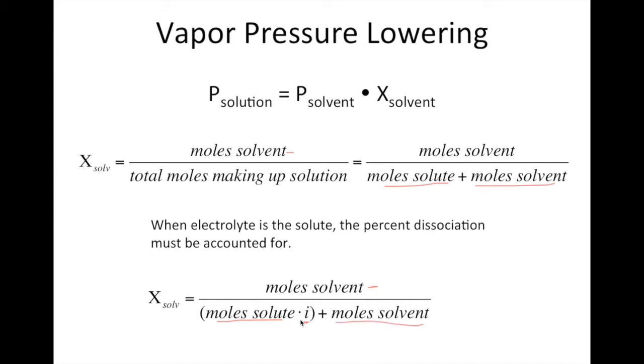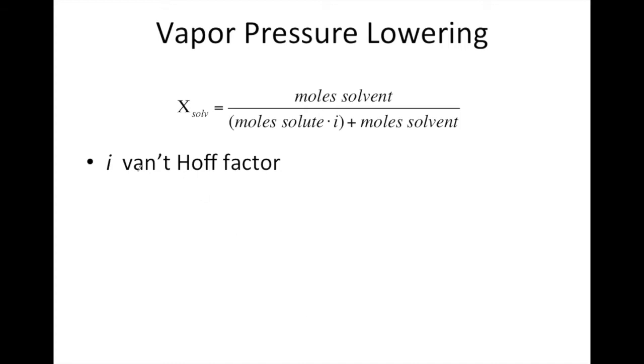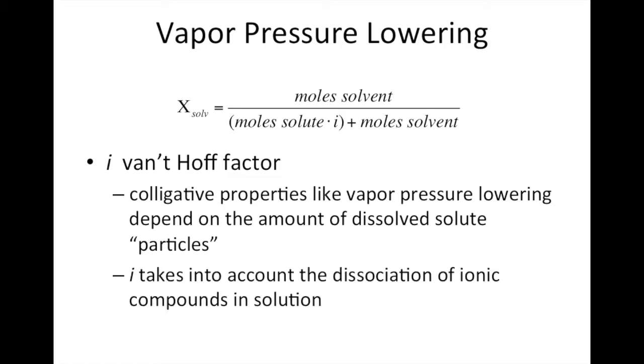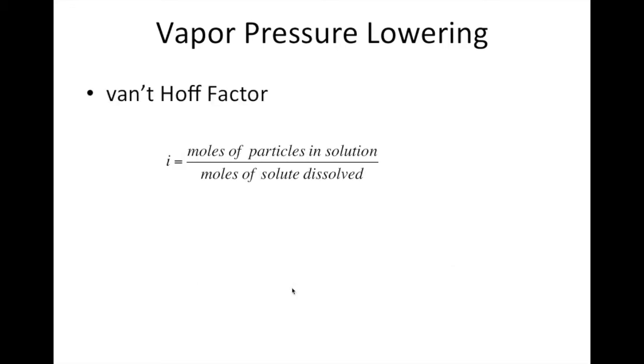So this i is what we call the van't Hoff factor. The van't Hoff factor is important because colligative properties like vapor pressure depend on the total amount of dissolved particles. So if you put an electrolyte into water, it's going to dissociate. So we have to take into account the dissociation of an ionic compound in our solution. Let's look at our van't Hoff factor and define it a little more exactly.